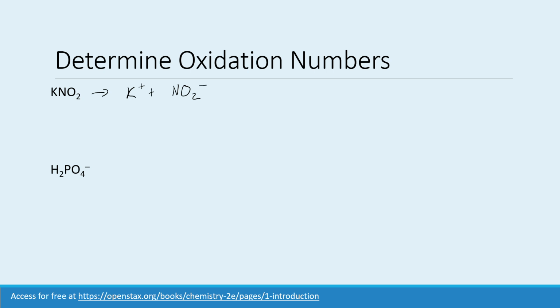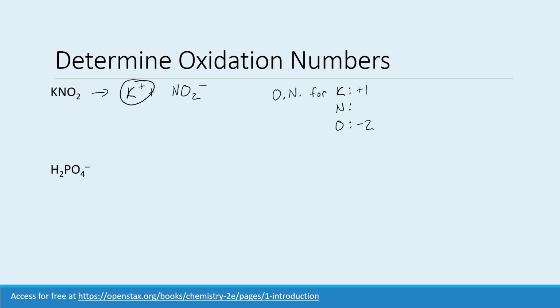Okay, so we've got to find the oxidation number for all the elements in this compound. So we need it for potassium, nitrogen, and oxygen. And if you have a monoatomic ion, like potassium here, then the oxidation number is simply going to be equal to the charge. And so we have a +1 oxidation number. And then oxygen, remember, is almost always -2 unless it's in hydrogen peroxide. And so we know the oxidation number for oxygen is a -2.